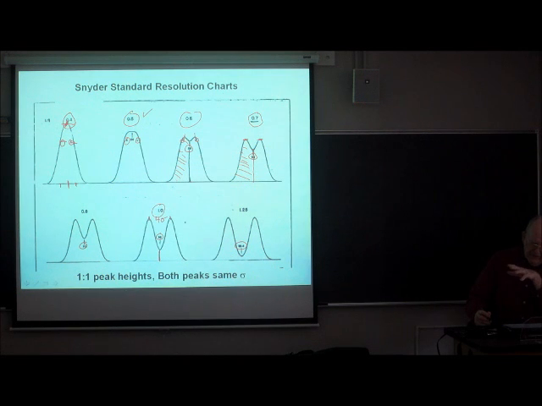Now, 1-to-1 peaks are the easiest peaks to deal with. They require the least resolution to do the job. And one never gets a mixture with 1-to-1 peaks. So this is the best you can hope for.